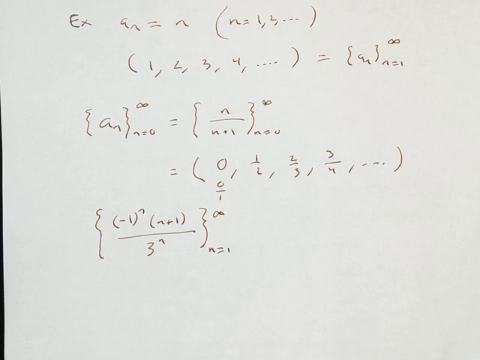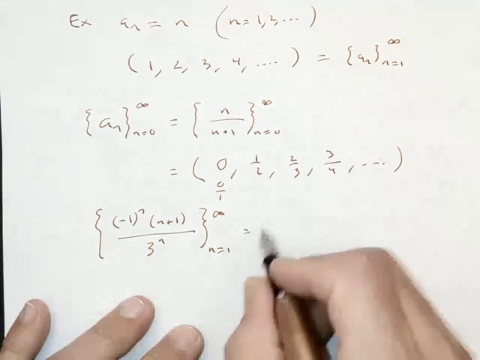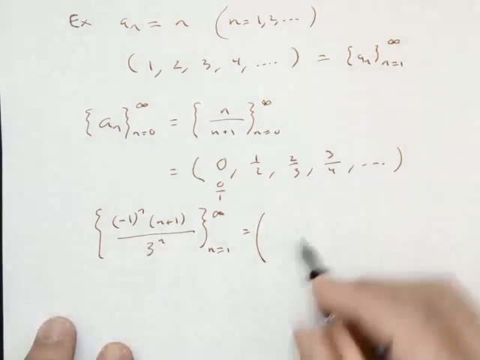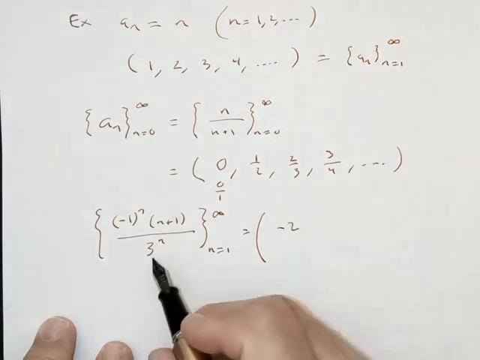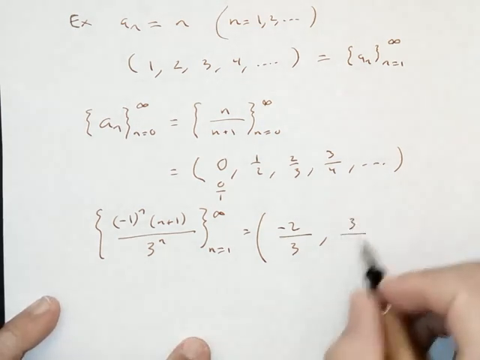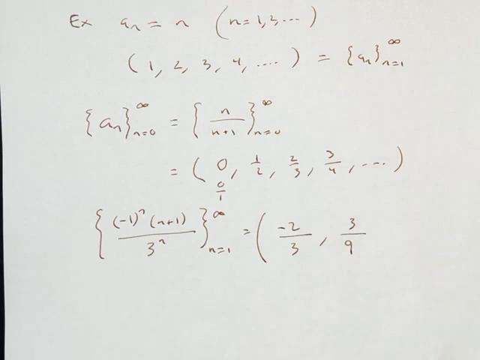-1 to the nth power times the quantity n plus 1 over 3 to the n, starts at 1 and goes off to infinity. All right, wait a second. When n is 1, I get -1 to the first power, which is a minus sign. 1 plus 1 is 2, so the top of my fraction is -2, and then I get 3 to the first, which is 3. What's the next term, Leo? It would be 3/9 or 1/3. I'm not going to simplify in this case because I want to see that relation.